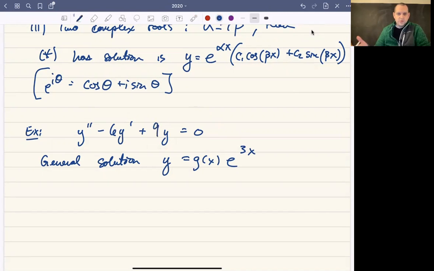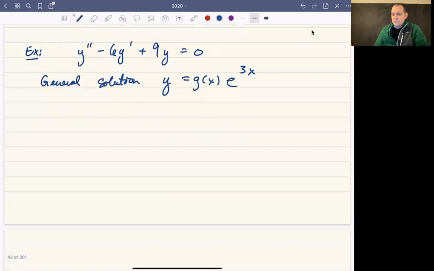So 3 is a solution twice, meaning that you have r minus 3 squared. Whenever I say multiplicity 2, I'm referring to that exponent. In this case, it would be r minus 3 squared, so multiplicity 2. And so let's go through and compute what's y prime, what's y double prime. And for this, we'll need the product rule.